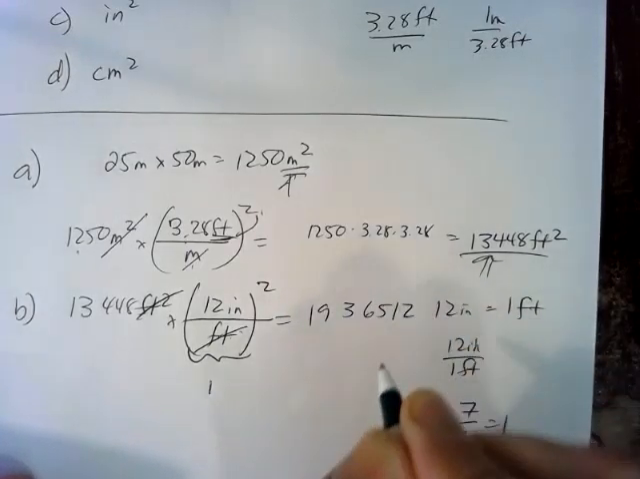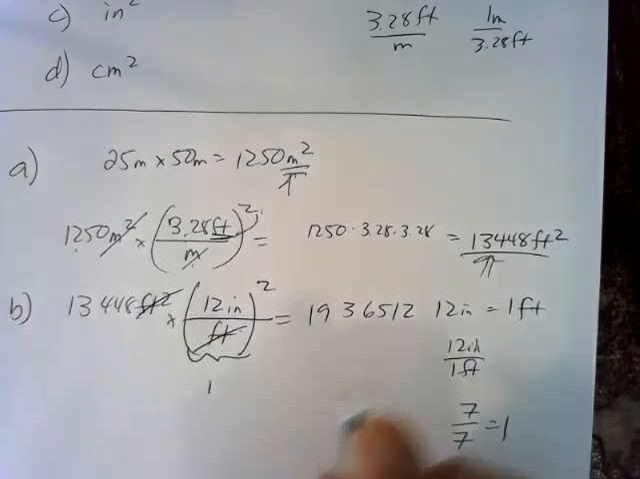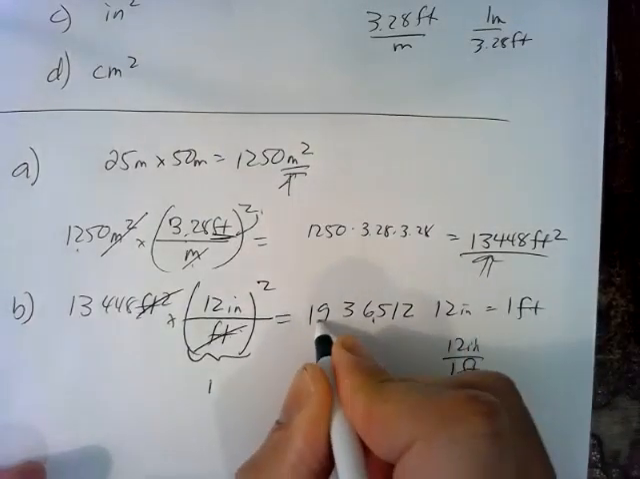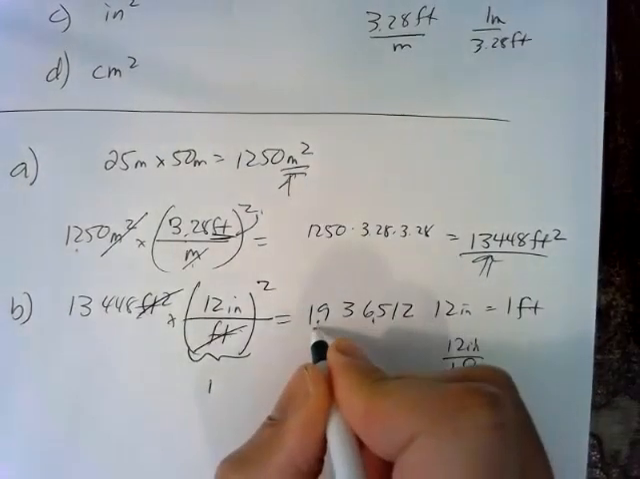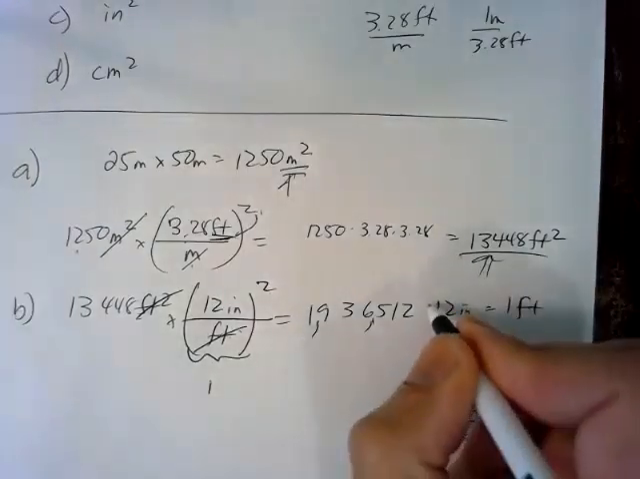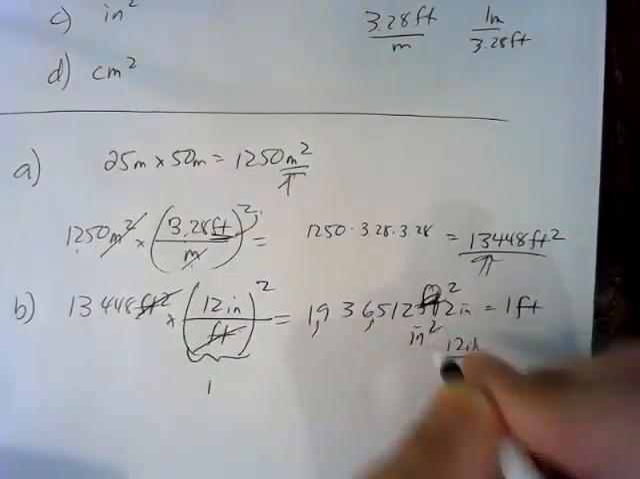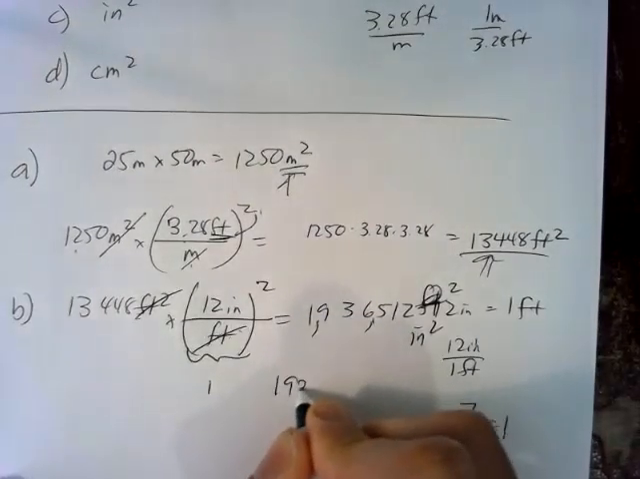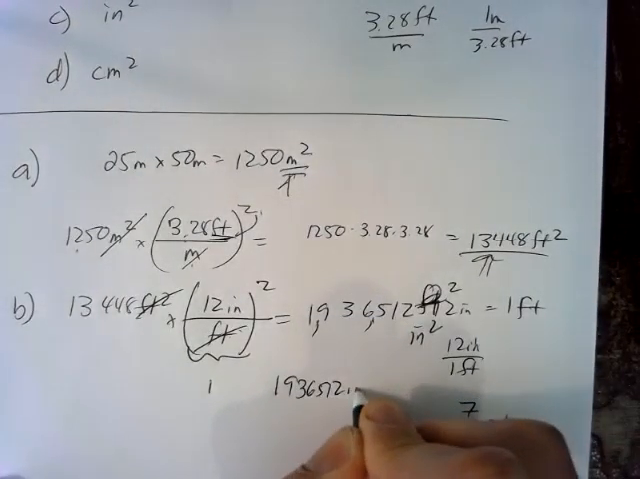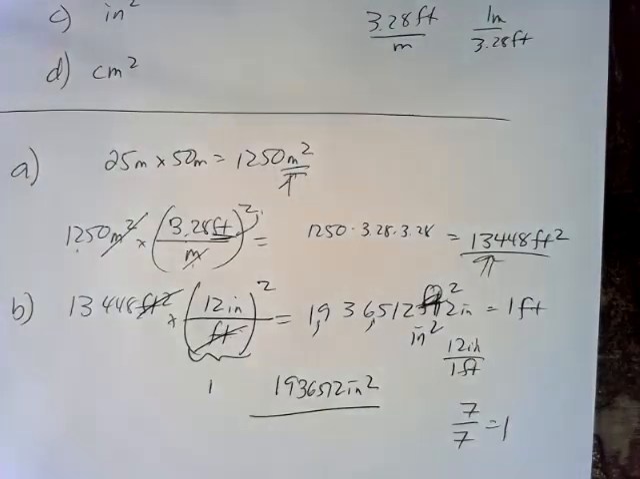193,600, oh no, sorry. 1,936,512 inches squared. Sorry, that's getting pretty messy.